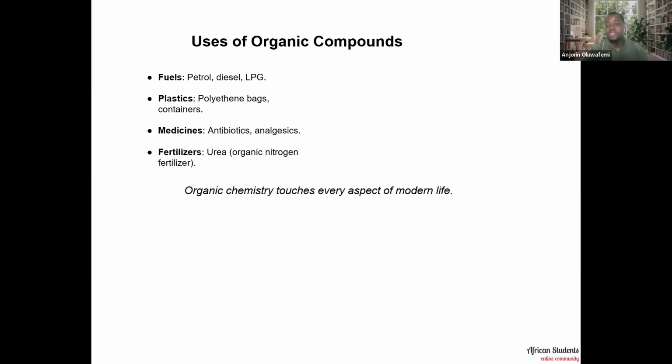So organic chemistry touches every aspect of modern life. The clothes that you're putting on, the cup you're using to drink, the plates that you're using, the spoon, and so many other items that you make use of are all products of organic compounds. So it touches every aspect of modern life. And that's why most of the time we say, what in this world is not chemistry? Because chemistry, organic chemistry to be precise, is very, very germane to so many things that we have available that are very useful to us as human beings.